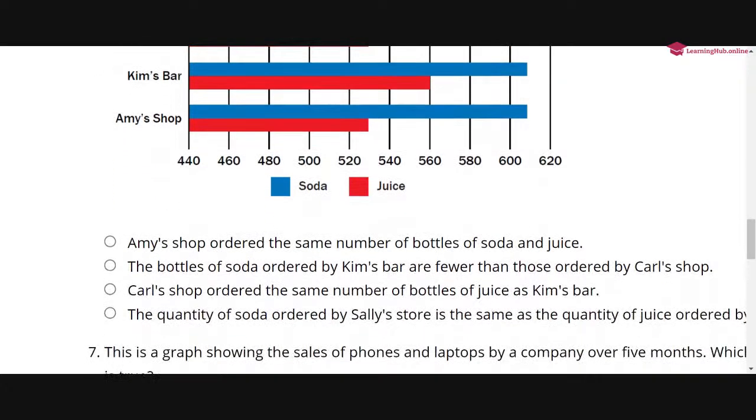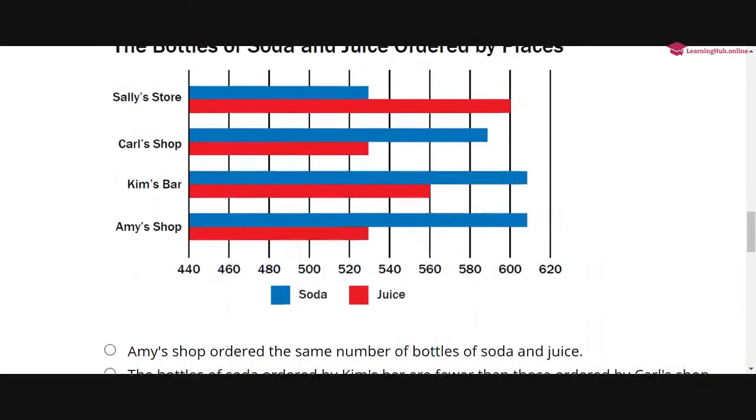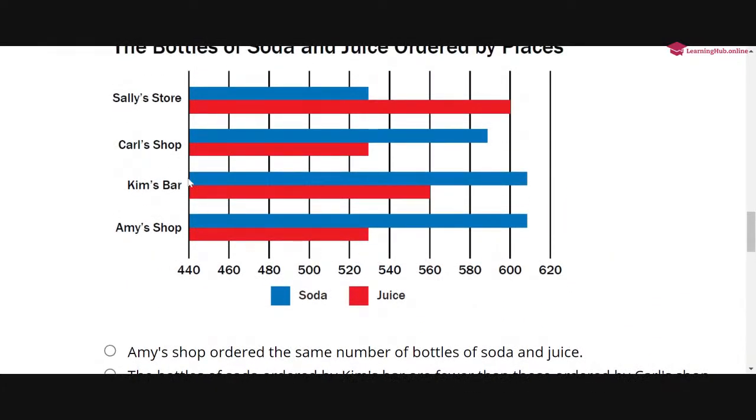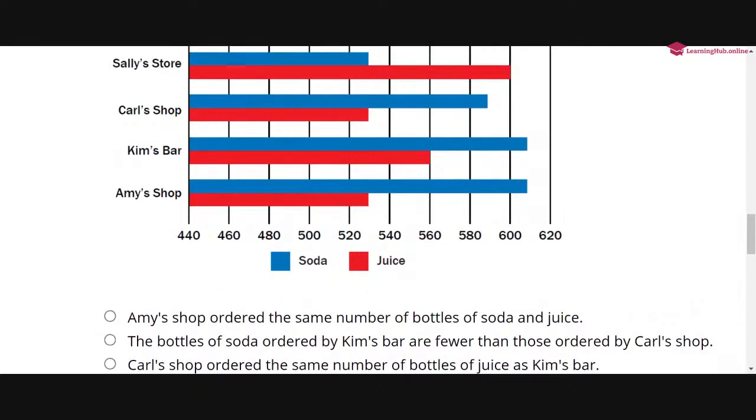All right, let's look at option 3. Carl's shop ordered the same number of bottles of juice as Kim's Bar. So Carl's shop ordered 590 juice. Sorry, it says Carl's shop ordered the same number of bottles of juice as Kim's Bar. So Carl's shop is right here, and they ordered 530 juice, and Kim's Bar ordered 560. So that is not true.